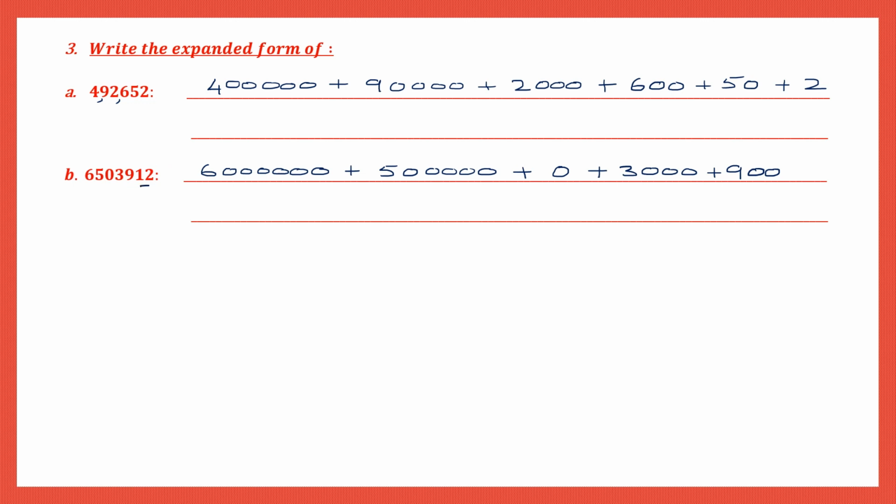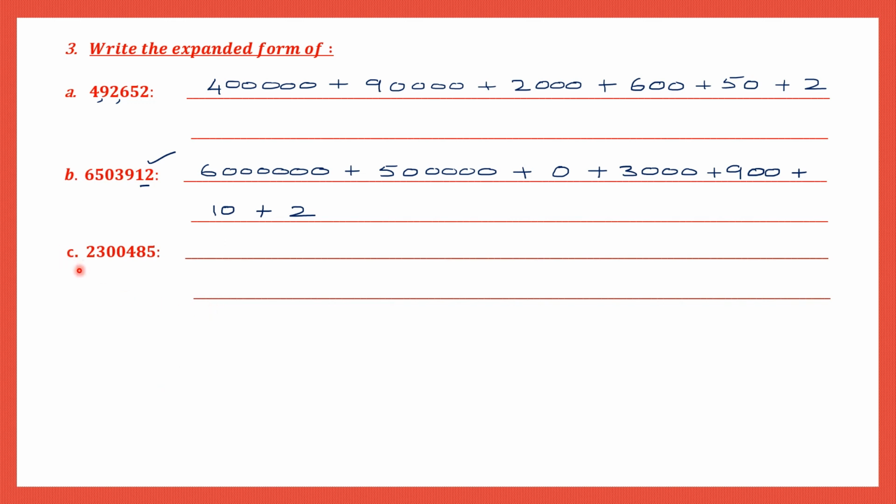Next one is 1. So let's write plus 1. And after that, there's only one digit. So we put 1 0. That makes it 10. And the last digit there is 2. So now we have written the place value of each digit and we have got our answer here, which is the expanded form.